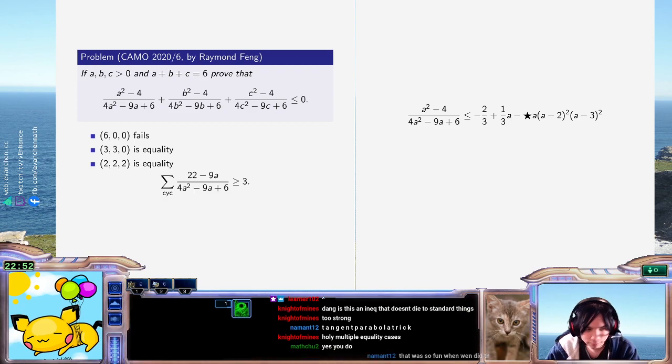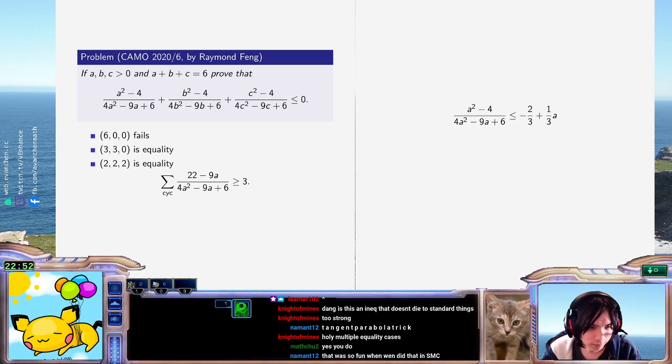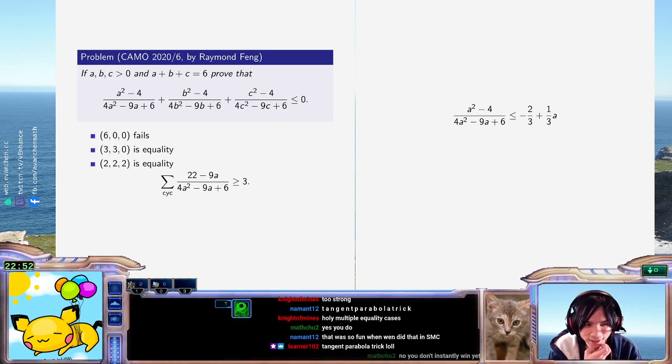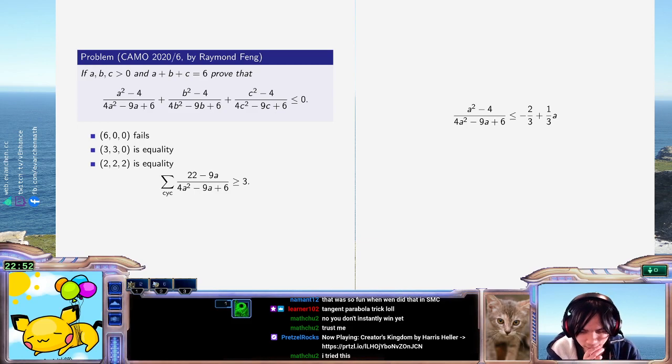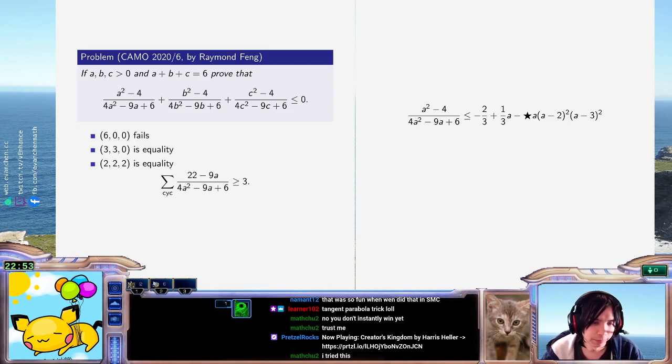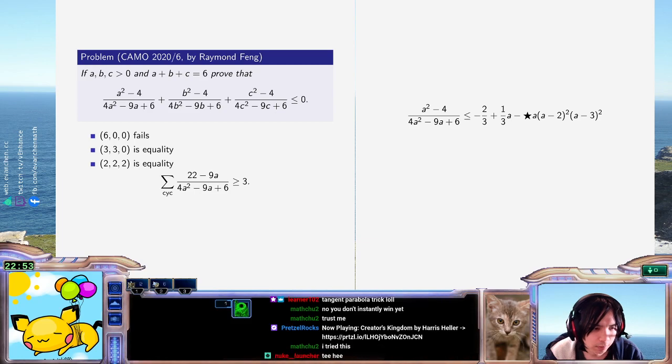Maybe I just lop off this bit here? Is that true? No way, right? Yeah, there has to be some correction term. I am surprised because when I plug in a equals 0, 2, 3, it does actually get the right thing. Maybe I don't need it for 0. So the linear part is correct.